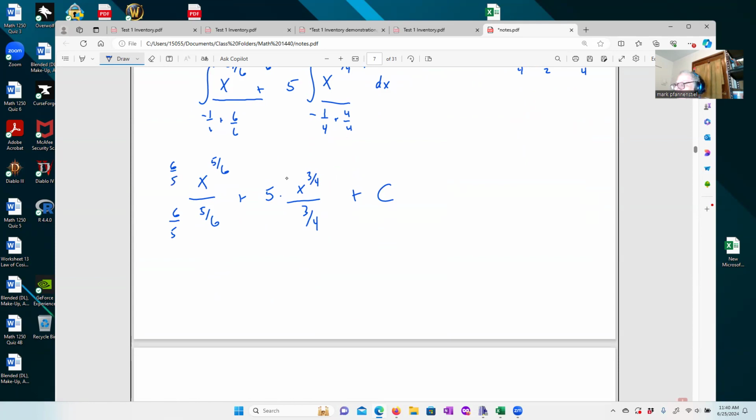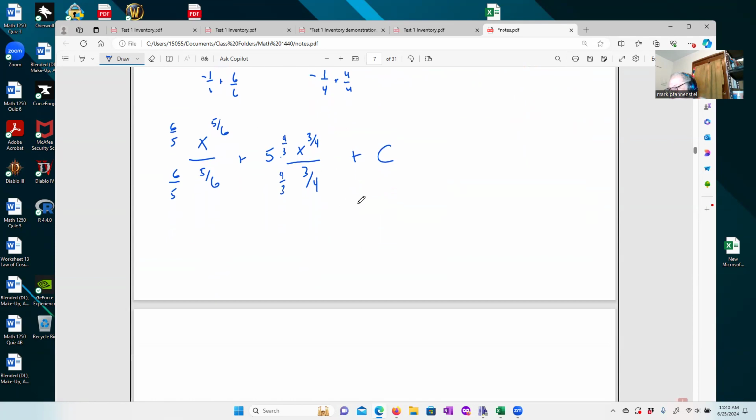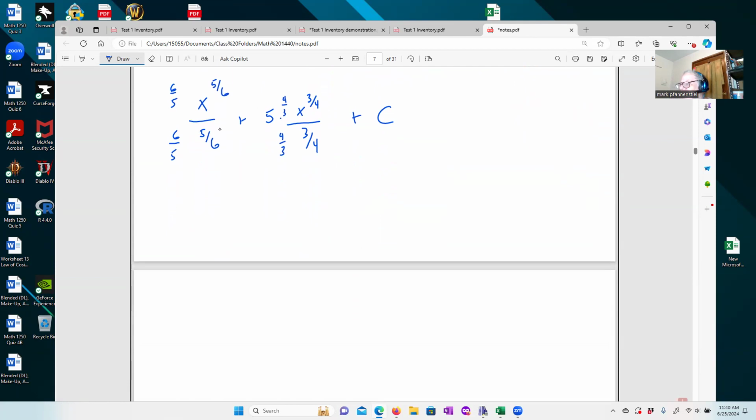Okay, again, you probably wouldn't write this step, so you can see where it's coming from and know what you're doing when you do this problem yourself. You would probably just flip this thing, go ahead and deal with this. So we'd have a 6/5 to a 5/6 plus, and then we have 5 times 4/3, right? This is going to cancel out. So we're going to have 20/3 x to the 3/4 plus c. That's what we're going to end up with, okay?